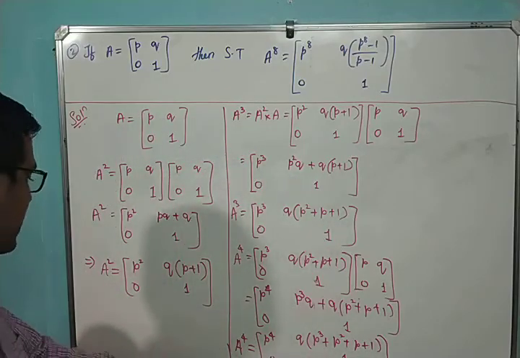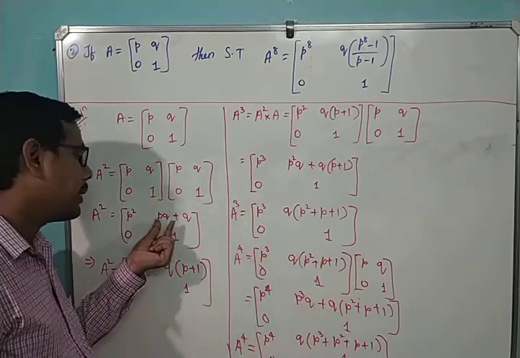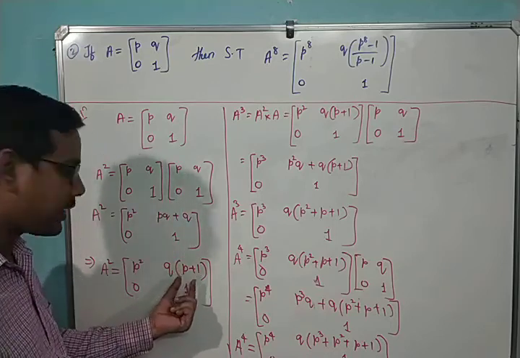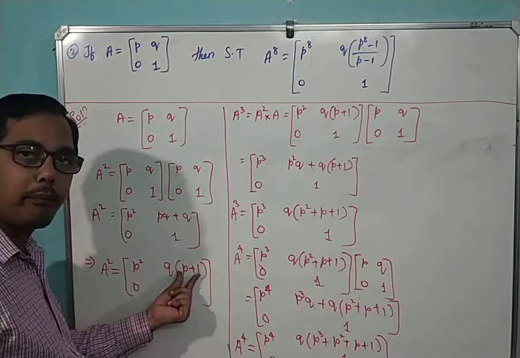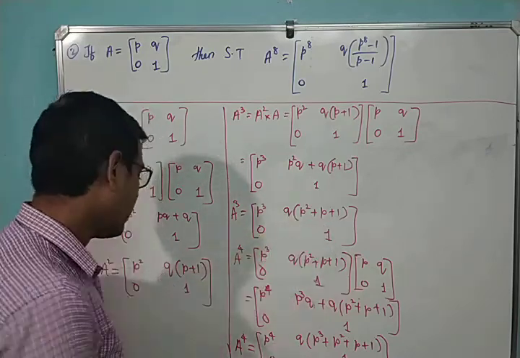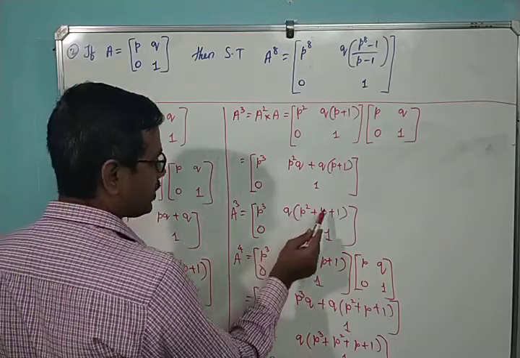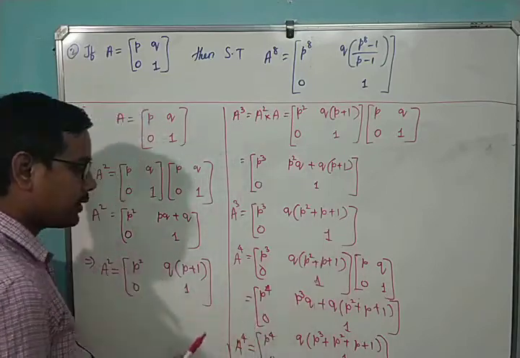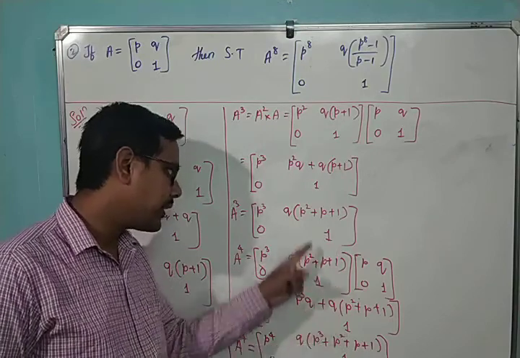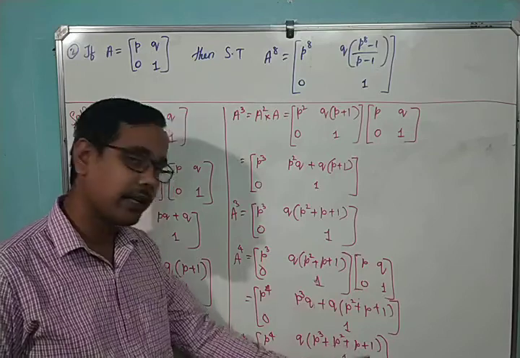So if you observe this one, see, A is P, Q, 0, 1. What is A square? P, and Q into P plus 1. So here this Q got multiplied with P plus 1, right? When we have taken A square. When we have taken A cube, this Q remained as it is. What is the difference? P plus 1 is changed as P square plus P plus 1. So when I have taken A to the power 4, this P square plus P plus 1, here it is quadratic, here it has become cubic. You can see P cube plus P square plus P plus 1.